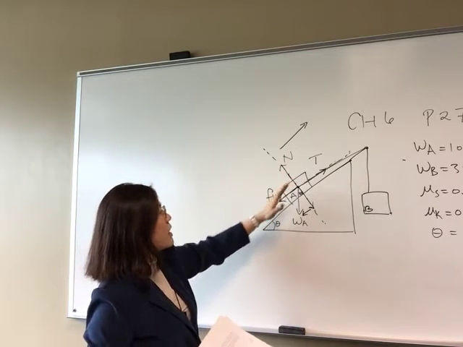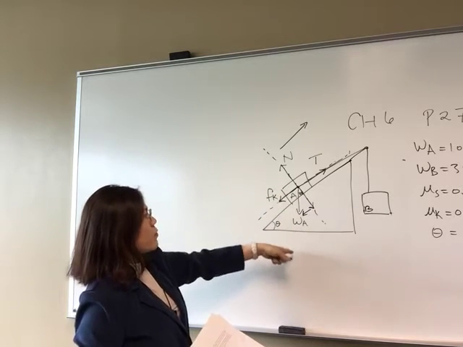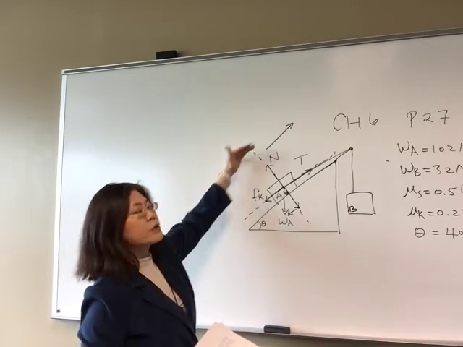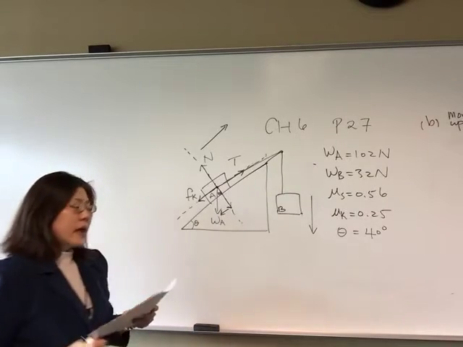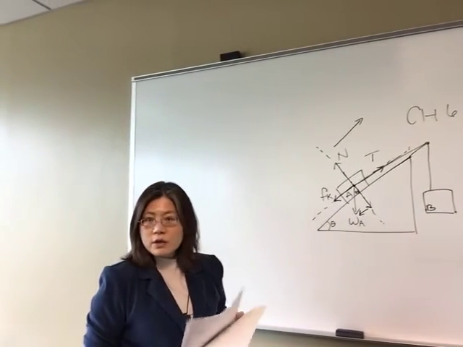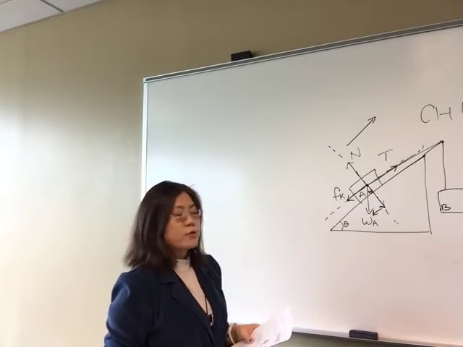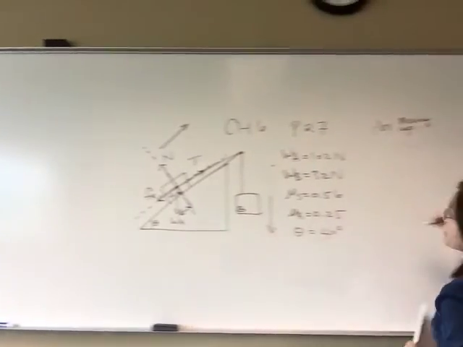You have the tension, you have the kinetic friction, you have the gravity, you have the normal force, and you still have the block. And now if this is moving up, which means that B has to move down. Okay, what does that mean? It means that there is acceleration. So you cannot set the net force equal to 0. Now it's equal to ma. Okay, so now let's solve the equation.